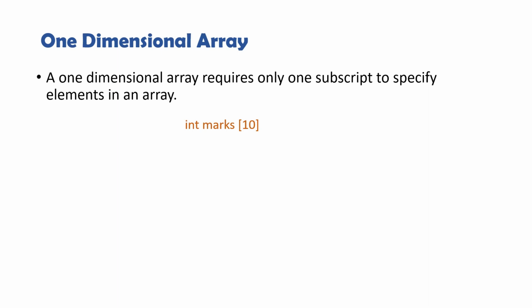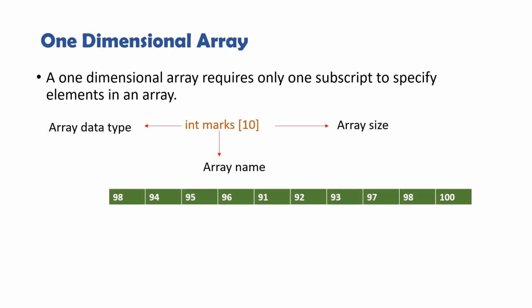Here you can see the example. This is how a 1D array looks like. Here we have the data type, that is integer, marks as the name of the array, and this is the size of the array. These are the elements that will be stored in the array, and this is the index values of the array. Remember, the index value of the array always starts from 0.